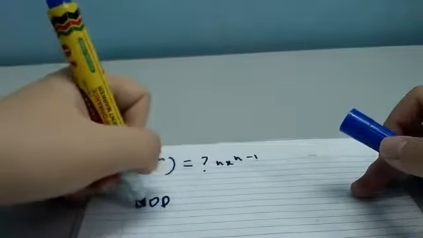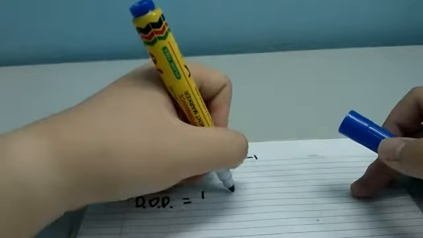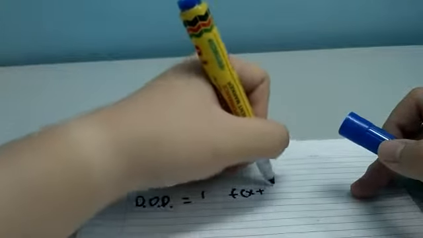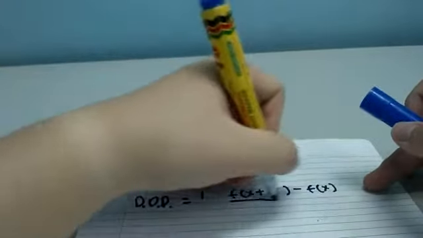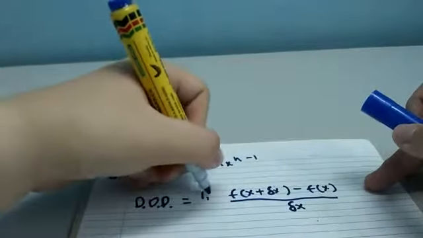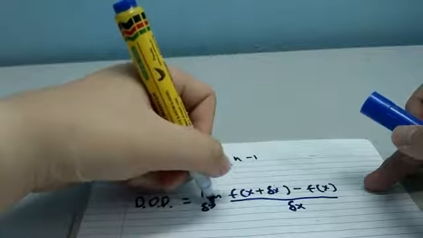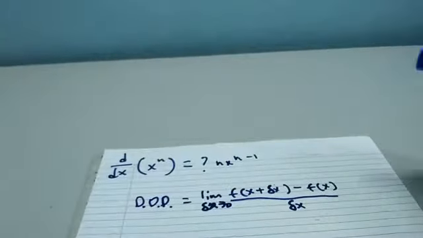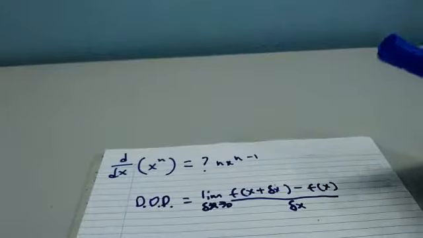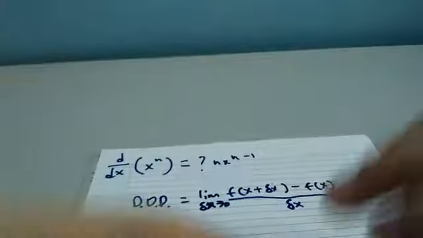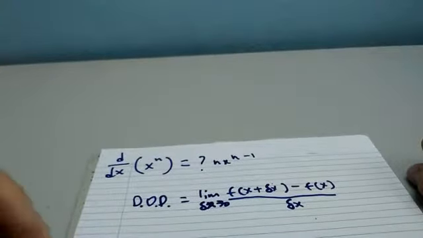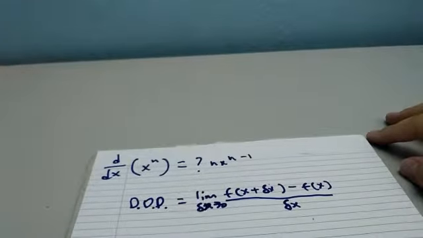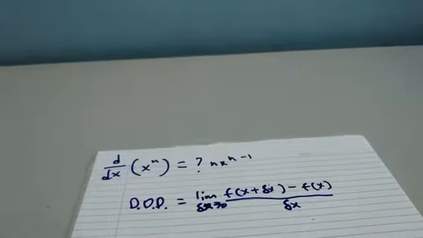The definition of derivative is f of x plus delta x minus f of x over delta x as delta x approaches 0. And this is the definition of derivative. Whenever we want to differentiate a function, we can use the definition of derivative to solve, but that will take a lot of time to do. So we need a formula to simplify this thing out.